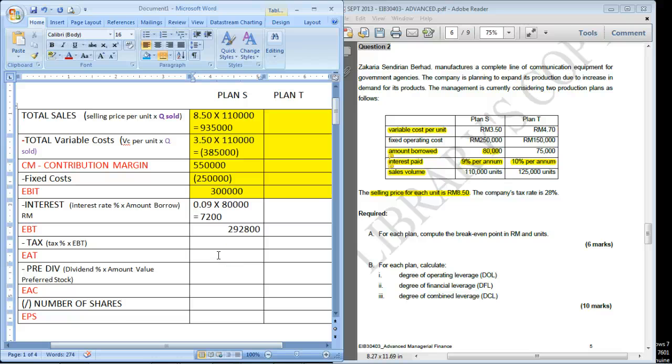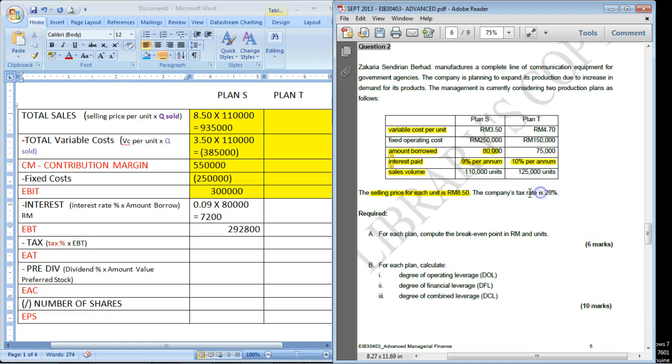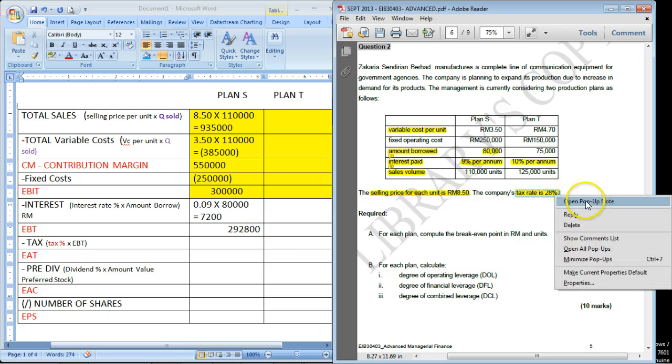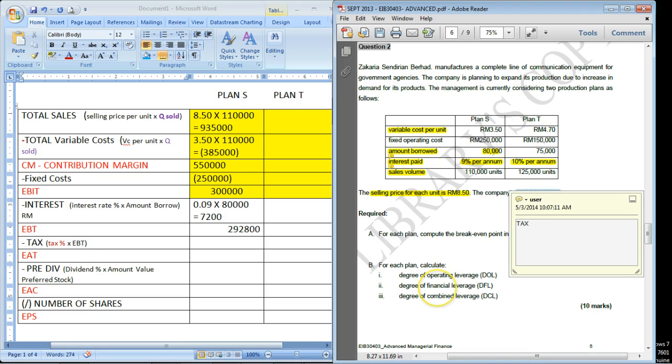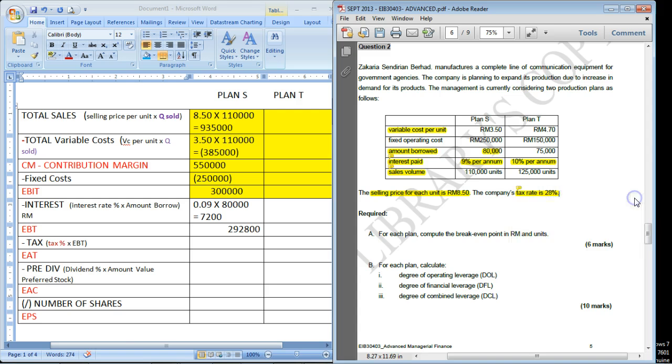Minus tax percent times EBIT. So the question will provide you the tax information. Alright. Okay, what is your tax? Oh yeah, this is the rate. Tax rate 28%. So remember the formula to find tax is what? Tax in RM, not in percentage. So tax percent you will multiply with the correct earning before tax. You see, when you go to tax rate, then you can see the notes there.